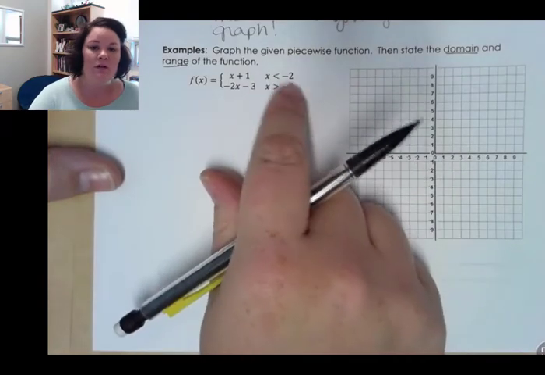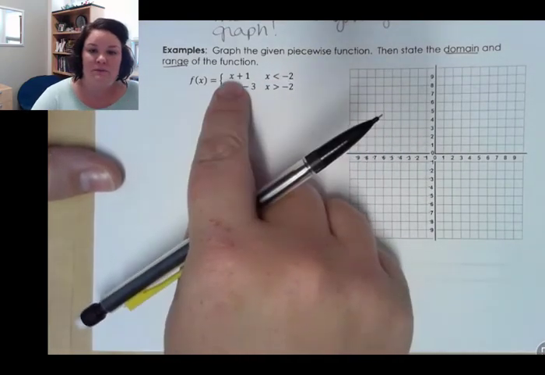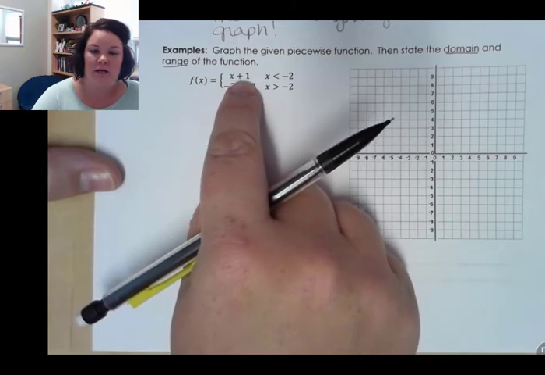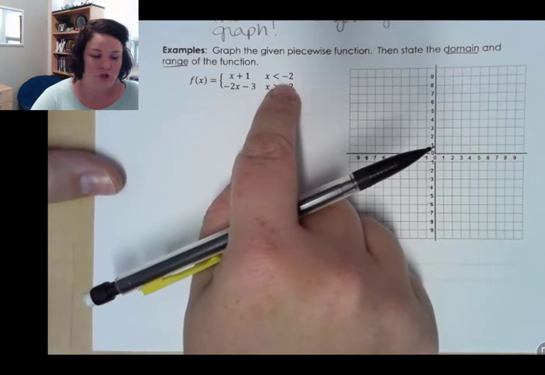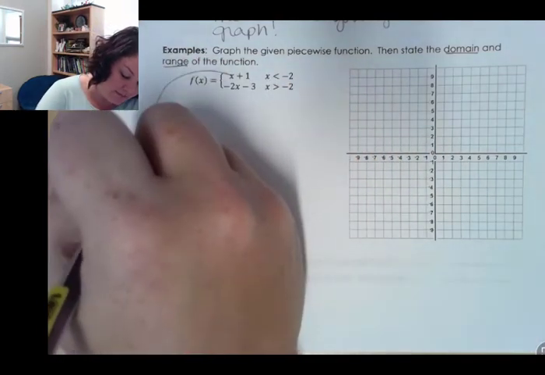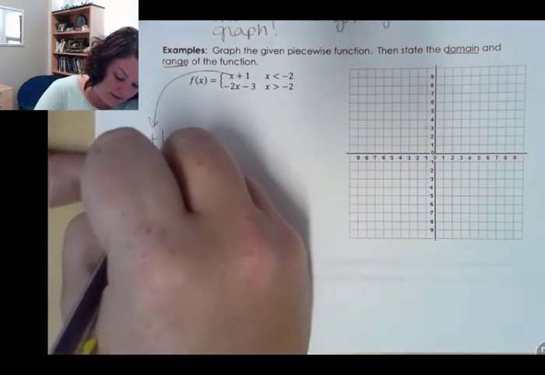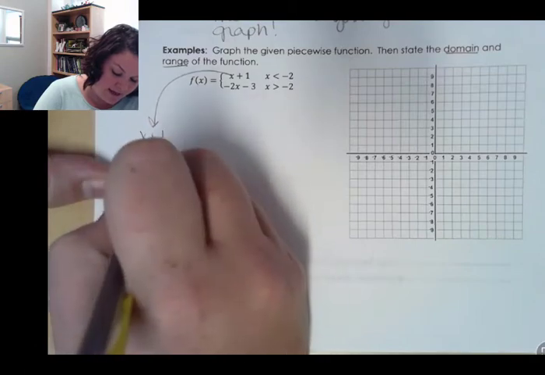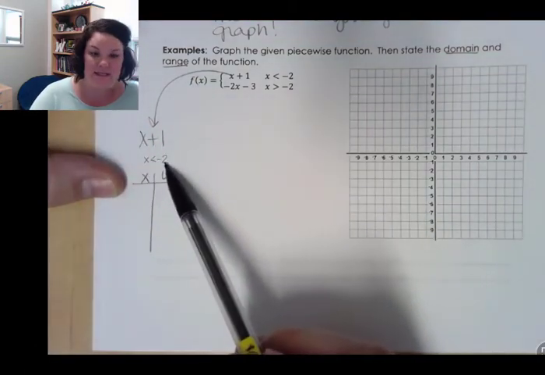Okay, so what I want to do is make an XY table for each piece. The first piece is x plus 1, and this is for x's that are less than -2. So I'm going to put this first piece over here. I have x plus 1, specifically for x's less than -2. When I make my XY table, I want to pick x's that are specifically less than -2.